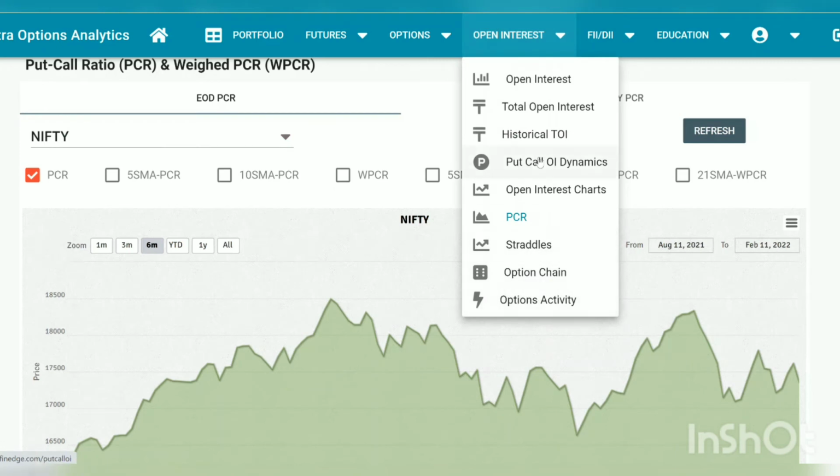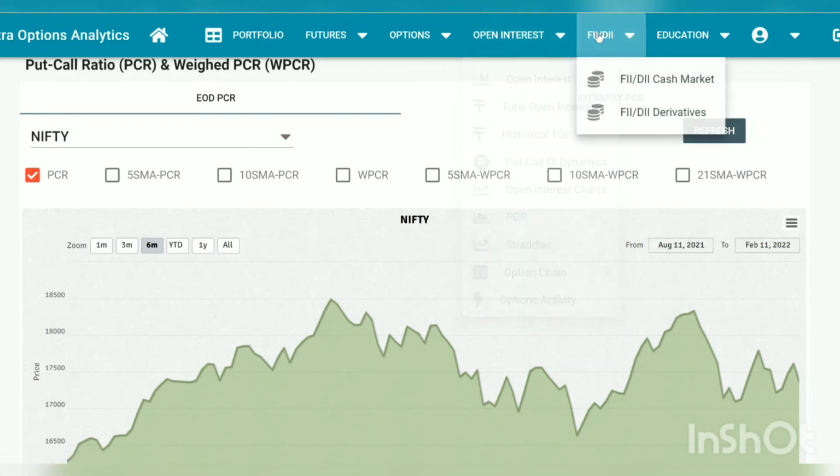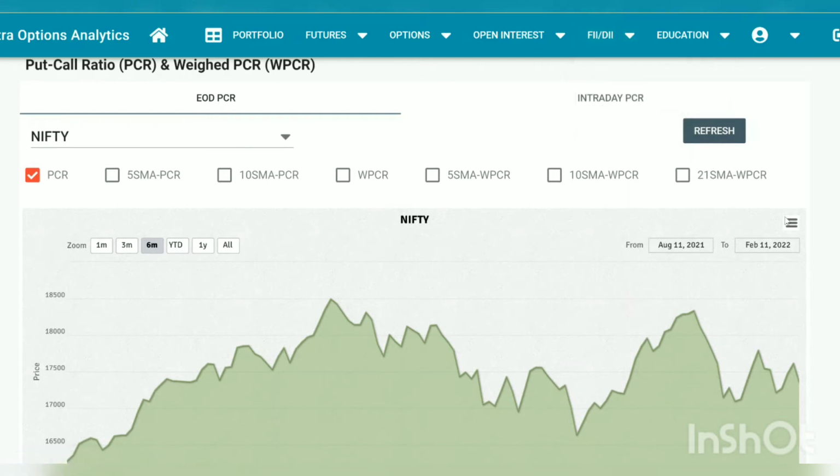We have the FII data as well, cash market and derivatives, but I generally don't look at it. I look at it on the Nifty side, NSE side only. What other things? That portfolio.